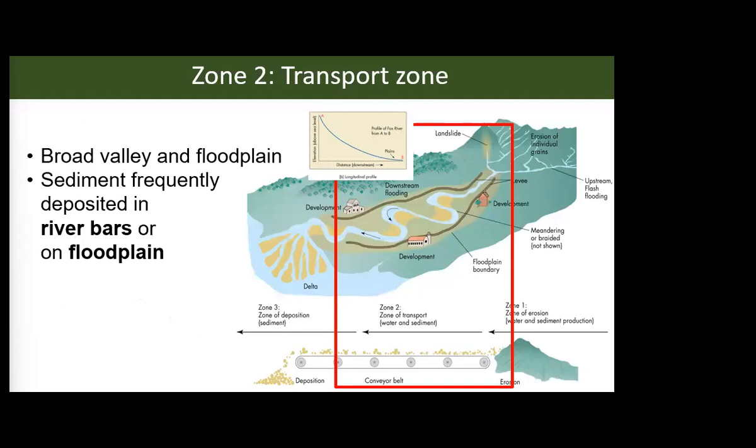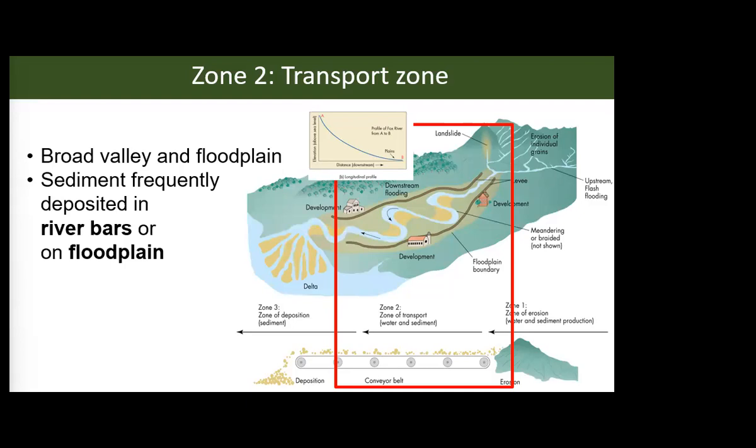Okay, so now we're getting into zone 2, the transport zone. This is where we have river bars, floodplains. This is where most of human civilizations that live along rivers live. They don't live near the headwaters. A couple people live near the headwaters, of course, but most people live near these floodplains and these river bars. And there's a good reason for that we'll get into.